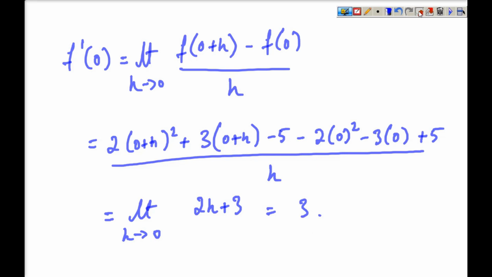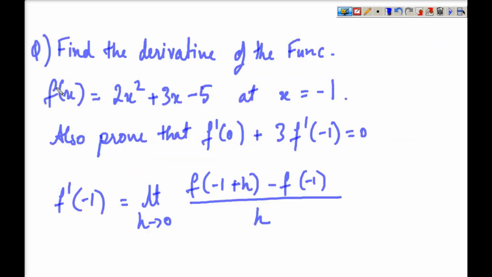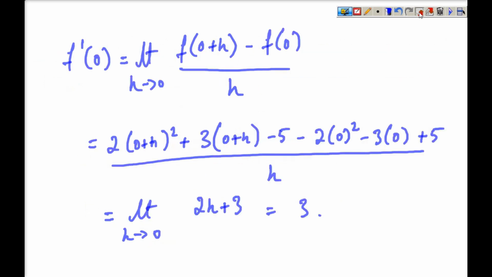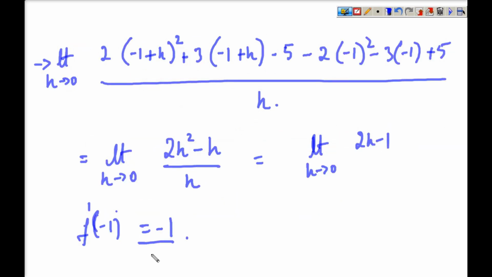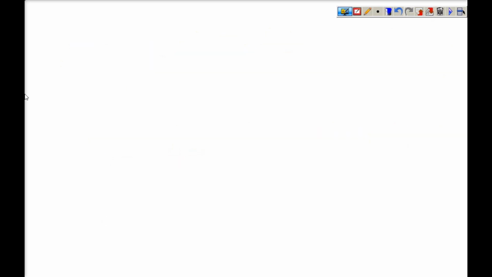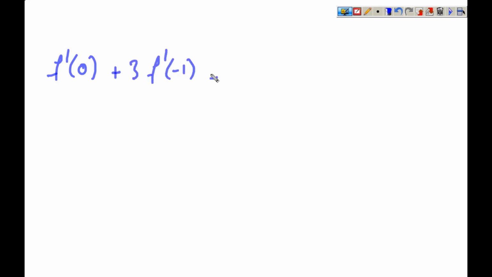So we have to prove that f dash 0 plus 3 times f dash minus 1 is equal to 0. So we got f dash minus 1 as minus 1 and f dash 0 as 3. So clearly f dash 0 plus 3 times f dash minus 1 is equal to 0, because this is 3 and this is minus 3.